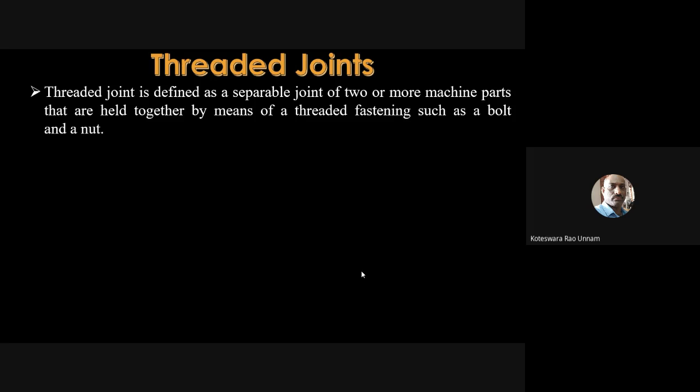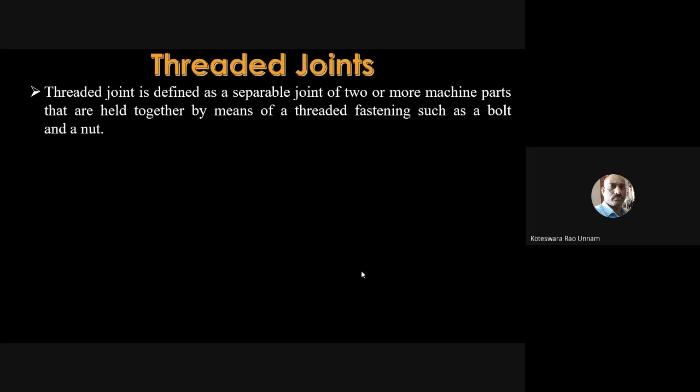Okay, so first the definition of the threaded joint. A threaded joint you can also call a bolted joint, but actually the bolted joint is a narrower definition. A bolted joint is a form of threaded joint, but other than the bolted joint you also have different threaded joints. That's why I gave the title as threaded joints.